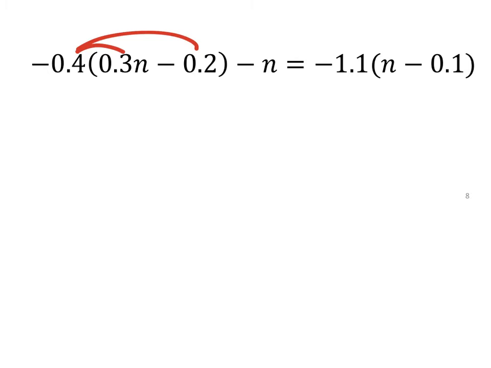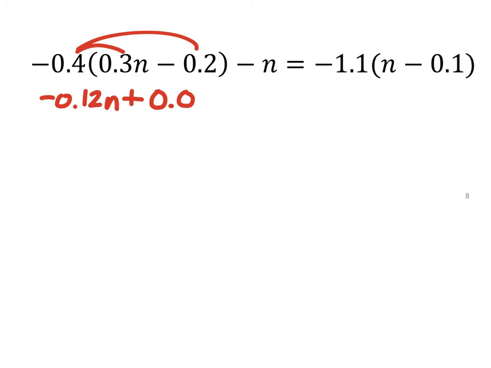Negative 0.4 times 0.3, and that'll tell me how many n's we have, which on my calculator is showing as negative 0.12 of those n's. But then I also have negative 0.4 multiplied by, again, I'm going to show that as negative 0.2. And it comes out positive, which means it's going to end up being plus. Now we should know that negative 0.4 times a negative 0.2 is positive.